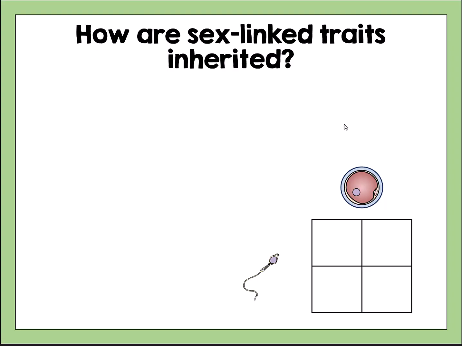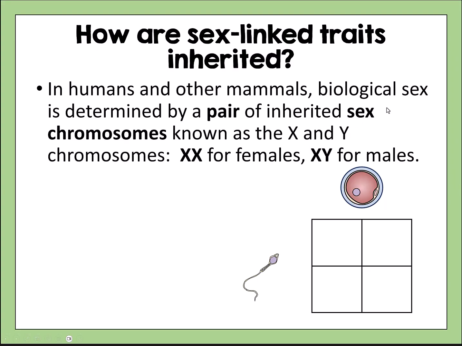So how are sex-linked traits inherited? In humans and other mammals, biological sex is determined by a pair of inherited sex chromosomes, known as the X and Y chromosomes. So a genotype of XX, or 2 X's, one from each parent, creates a female, and XY creates a male phenotype.